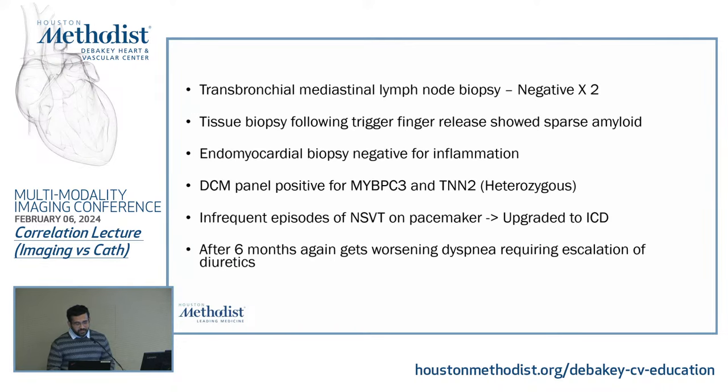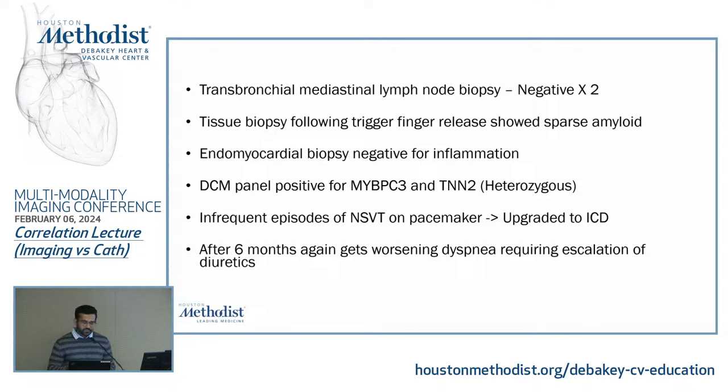So the patient also got a genetic testing panel for dilated cardiomyopathy and other cardiomyopathies, and came back positive for MYBPC3 and TNNI2 mutations. He was heterozygous for it, and these are very well-known mutations for hypertrophic cardiomyopathy. The patient was also having NSVT in the interim and got upgraded to an ICD.